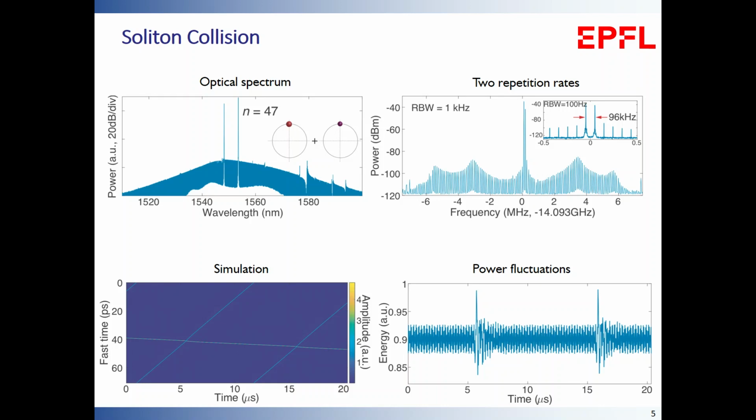And also we can see there are many sidebands. These sidebands, as I will show you later, are caused by the collision, because during this collision, these two different kinds of solitons will cross each other and interact with nonlinear effects, and these interactions will cause small modulations that are manifested by these sidebands.